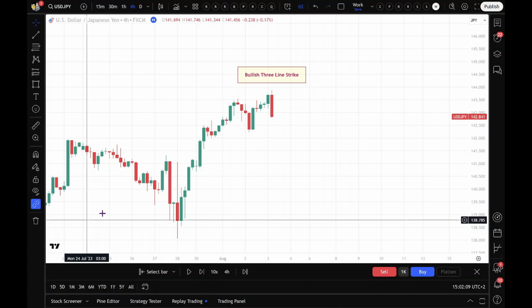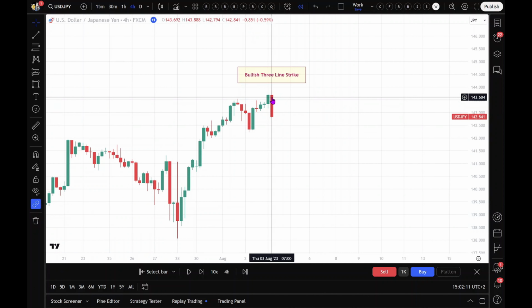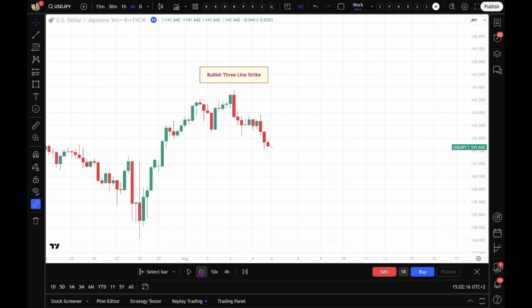Let's move to trading view. Here we have our bullish 3-line strike. We can see that after the formation of this pattern, price decreases.